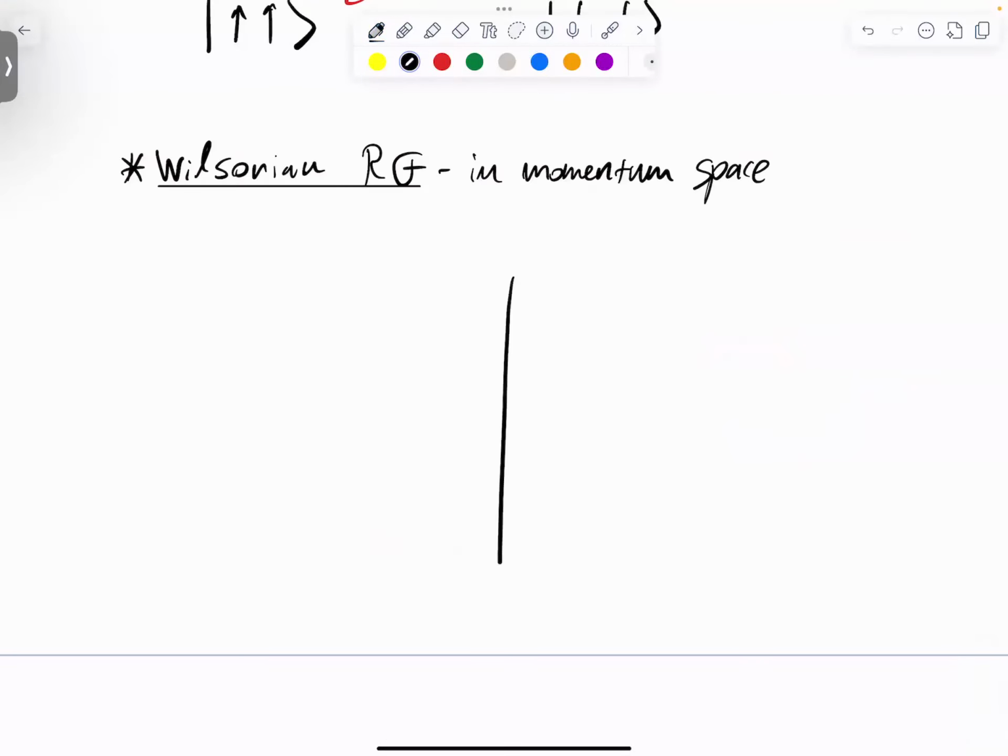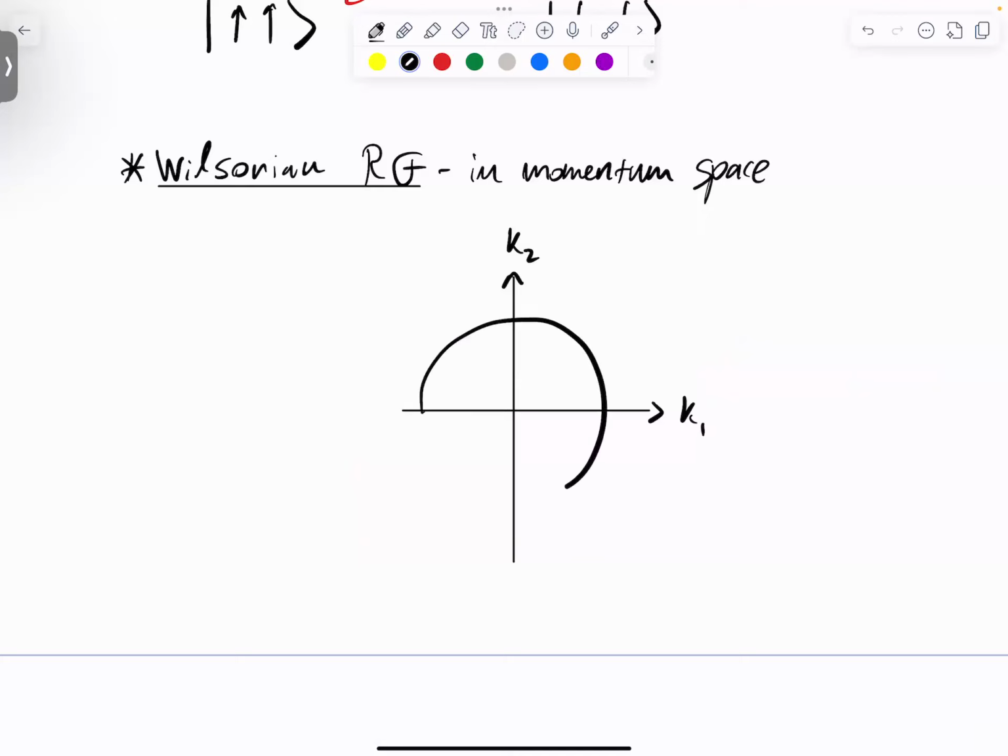You can imagine that we have some theory, okay? And we have some momenta, like K2 and K1. And then the simplest possible scenario is we define something like a sphere. And the radius of the sphere is something which we denote by lambda. And lambda can, for example, be 1 over A, this microscopic scale. Okay?